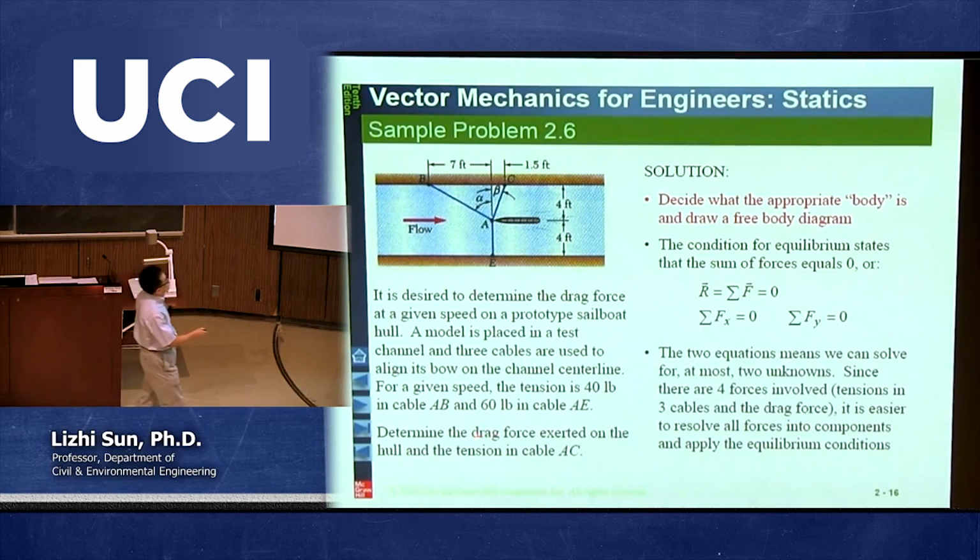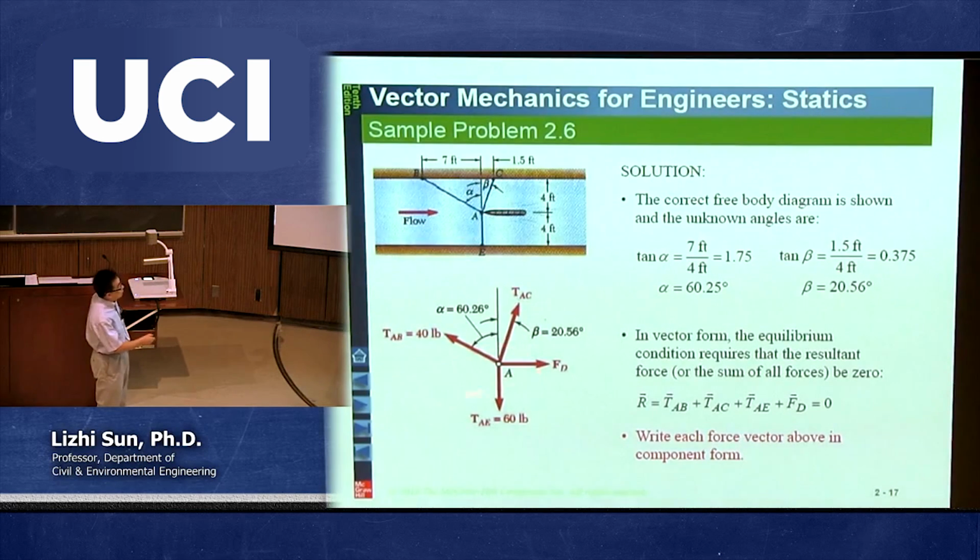We need to calculate two things: the drag force exerted from this boat, and also the tension, or the magnitude, from this cable AC. So it's the same thing. It doesn't matter how many cables are connected to the point. All you need to do, number one, is plot the free body diagram. This is the real scenario, but this is not called a free body diagram, right? So based on this, you need to plot the free body diagram at this point.